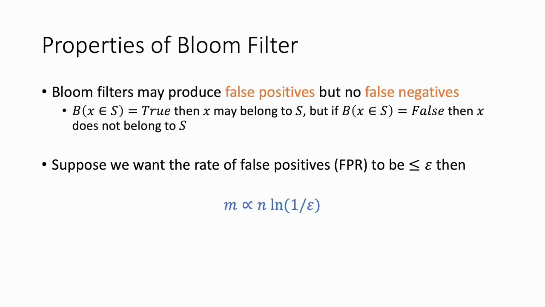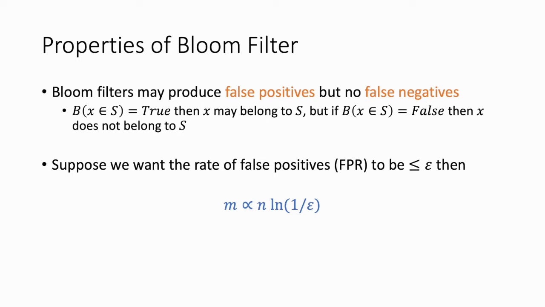Let's look at some other properties of Bloom filters. A Bloom filter has this interesting property that it may produce false positives, but it can never produce false negatives, which means if a Bloom filter says that X is an element of S, then it may belong to S, but may not. But if a Bloom filter says that X does not belong to S, then X definitely does not belong to S.